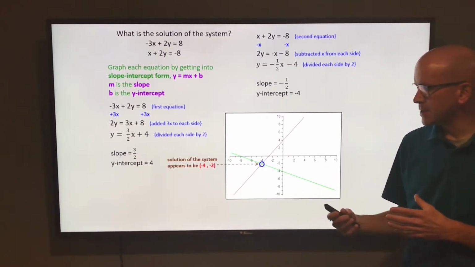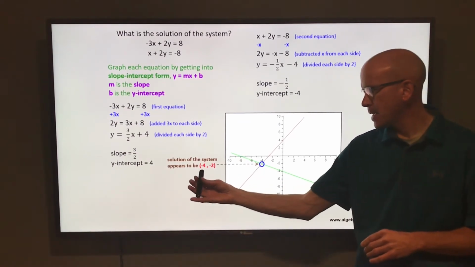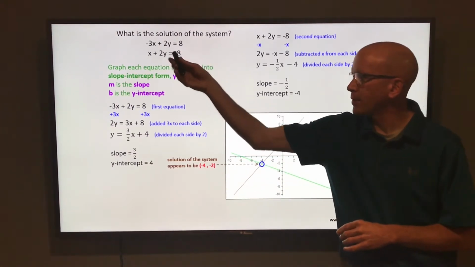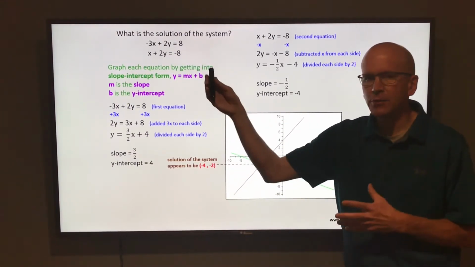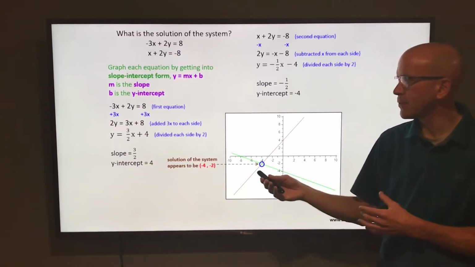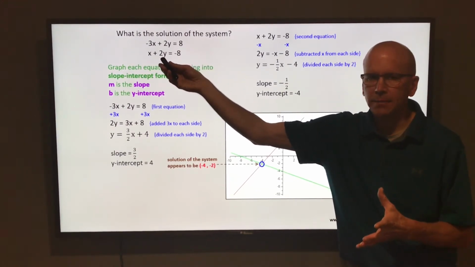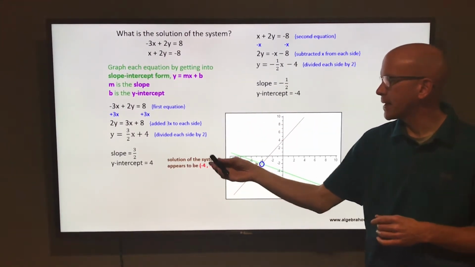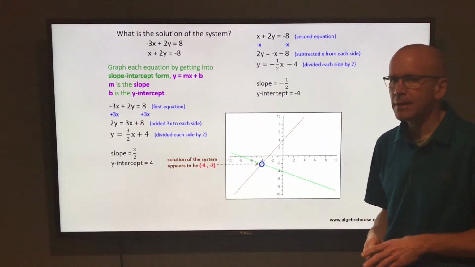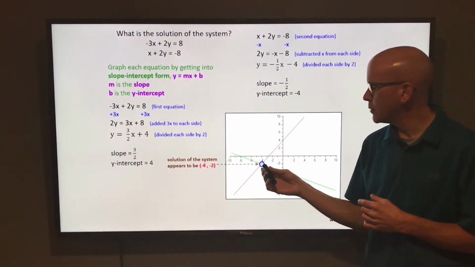Now what that means is that's the point that those two lines share. And you could check that. If x is negative 4 and y is negative 2, to check this, put negative 4 in for x, negative 2 in for y into each equation, and you get a true statement in both equations. So if you take that first equation, put negative 4 in for x, and negative 2 in for y, you'd get 8 equals 8. That's a true statement. If you put negative 4 in for x and negative 2 in for y into the second equation, you would get negative 8 equals negative 8. And that is also a true statement. So that would verify that negative 4, negative 2 is the point of intersection.